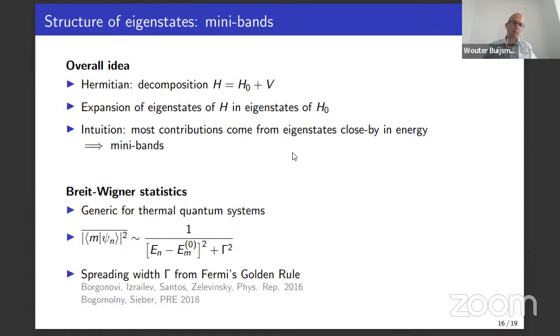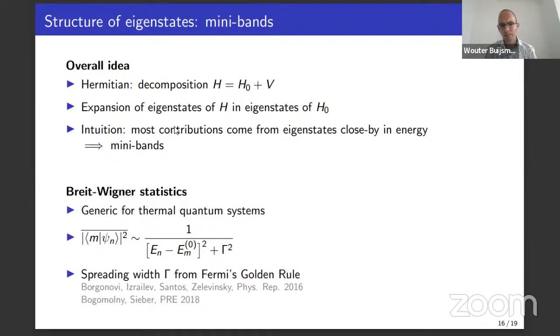Okay, finally, we looked at the structure of the eigenstates, which in the context of the Rosenzweig-Porter random matrix ensemble is known as mini bands. The overall idea is that for a Hermitian system, we decompose the Hamiltonian into a reference system and a perturbation, and then expand eigenstates of the full system in the eigenstates of the reference system. You can make a plot, and on the horizontal axis take the eigenvalues of the reference system. In the context of the Hermitian Rosenzweig-Porter ensemble, this will be the diagonal term. And then on the vertical axis put the overlap of the eigenstates of the full Hamiltonian with the eigenvectors of the reference system.